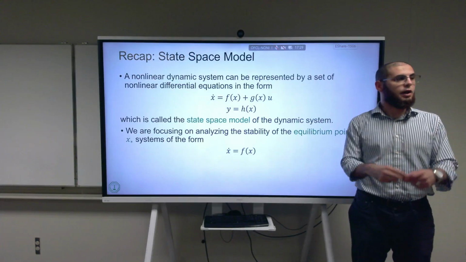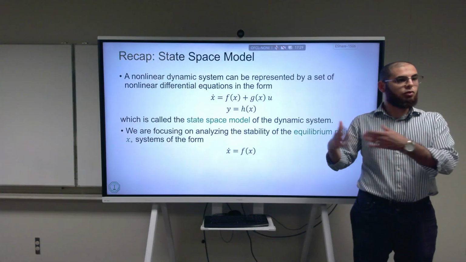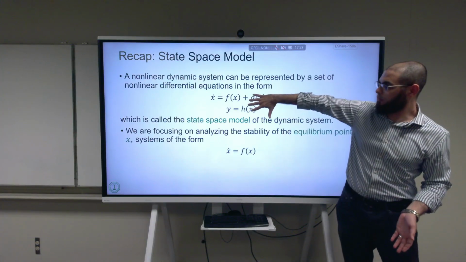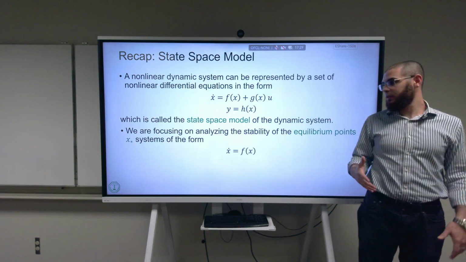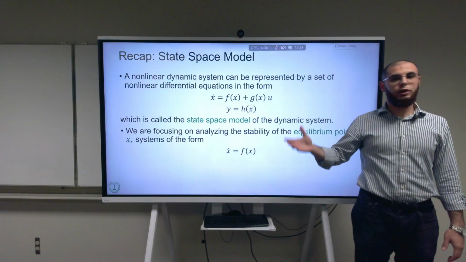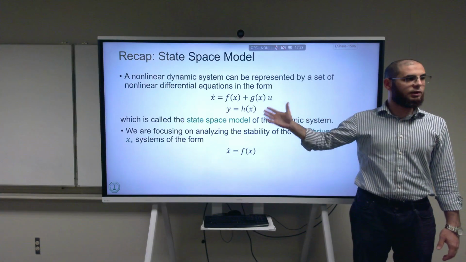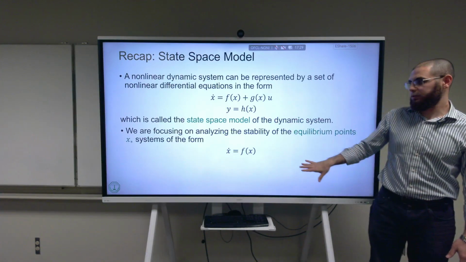And this f can either be the one without the u completely, so the open loop one. So you can forget about the inputs. You just assume the system is just naturally behaving. Or it could be the closed loop where you already chose a structure for the u and you plugged it in, and then this is what you're trying to analyze.